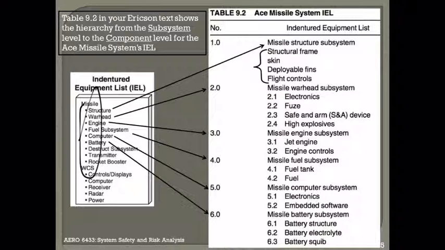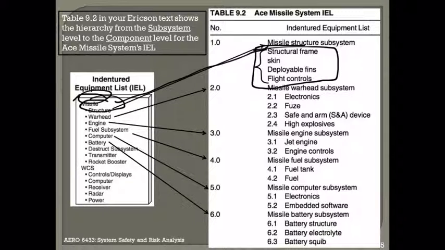Further broken down, though, the subsystems are broken into units, assemblies, and components. Remember that hierarchy discussion that we had from week 1? This is an example of that. So the missile is our system. Structure, in this case, is our subsystem, and then that is broken down into the structural frame, skin, deployable fins, and flight controls, which in this case are units and assemblies. So that is the further detailed depth that we get into with this subsystem hazard analysis. I took the example from subsystem 1.0, the missile structure subsystem, to show how those lower level items are integrated into the subsystem hazard analysis in your text.